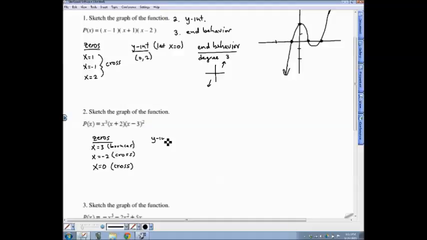Now the y-intercept, if you let all the x's equal 0, 0 here, 0 here, 0 here, you don't even need to worry about these because 0 to the third power is 0, and 0 times anything makes the whole thing turn into 0. So the y-intercept is (0, 0).